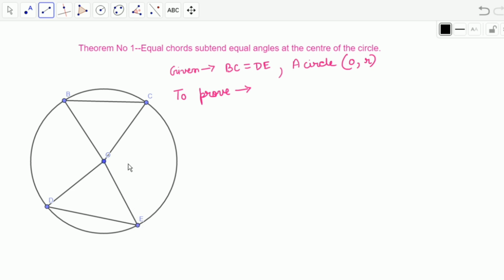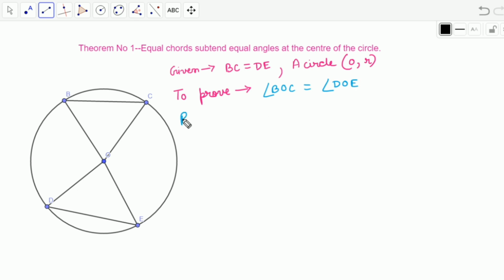To remind you, OC and OD is not a straight line, as it is clearly visible, so don't ever think that these two angles will be equal as they are vertically opposite. BE is not a straight line, neither is CD. CO is a different line, OD is a different line. So what we have to prove is that angle BOC is equal to angle DOE. That is what we have to prove.